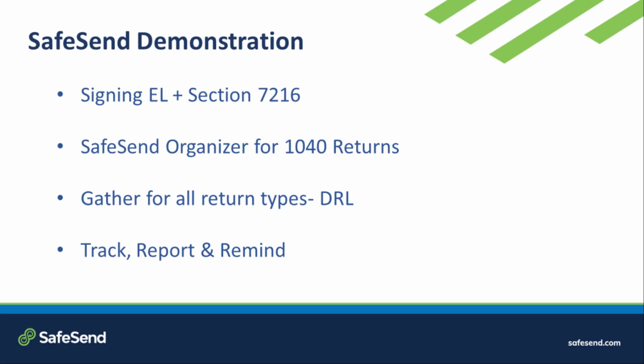With that being said, my job is really to show you the front end of the SafeSend suite. And this is the sequence in which I'm going to show that to you. First is a really simple, easy way for e-signing an engagement letter and also that section 7216. Then let's move on to talk about the organizer, how we can be using that for your 1040 returns. Now we handle the 1040 return type, and how about other engagements like entity returns and things like that. We can take a look at the simple and easy way for you to send out a document request list. Throughout the demonstration, I'll be showing you how you can be using the SafeSend suite to track, report, and also remind your client when the time and the occasion is appropriate.